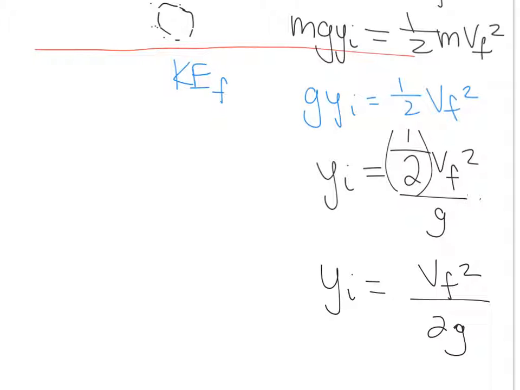Answer field? 0.46. 0.46 units of height? Yeah, good. About a 1/2 meter in height. It's a pretty decent sized height to get it moving at 3 meters per second.